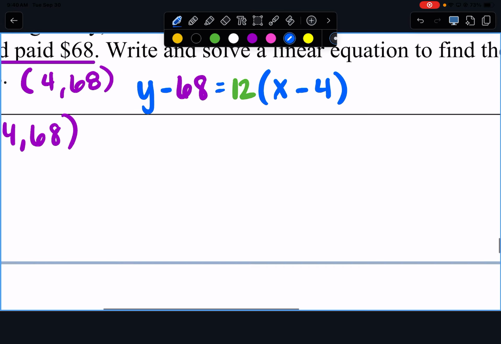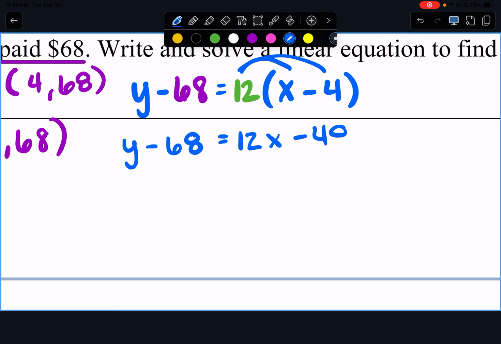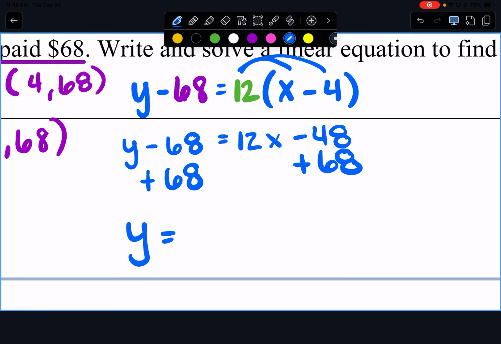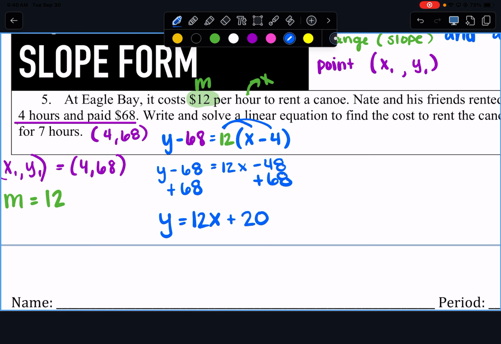So how do I solve this equation for y? Distribute first. So 12 times x is? And then 12 times negative 4 is? Negative 48. How do I solve it from here for y? We're solving for y, so we add 68. And so y equals 12x. What is negative 48 plus 68? Positive 20. So that's our equation. So there we wrote the linear equation.